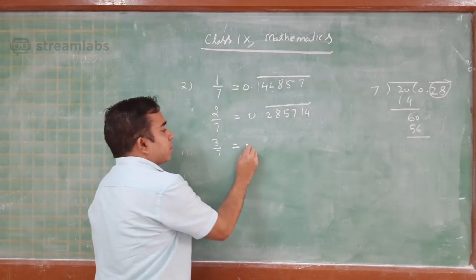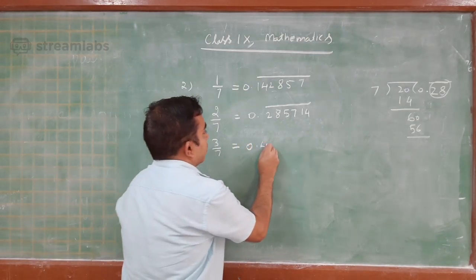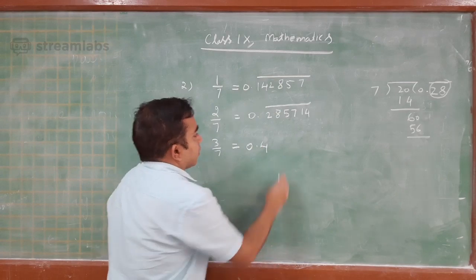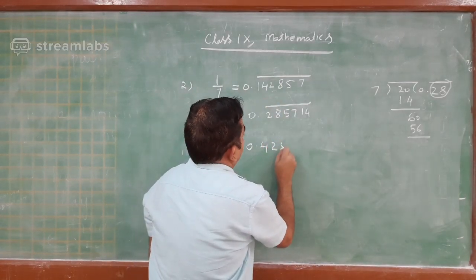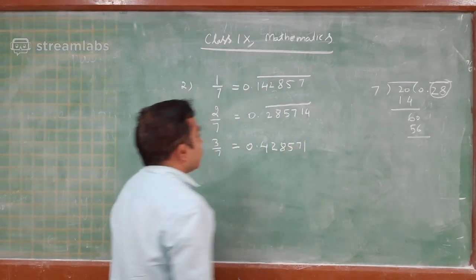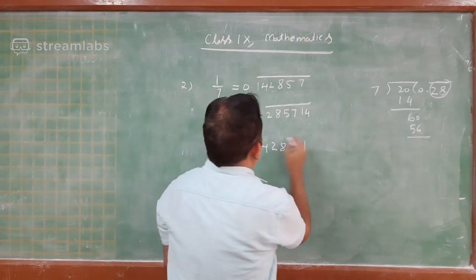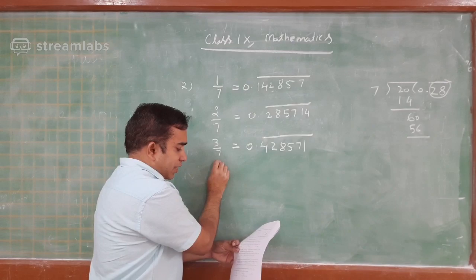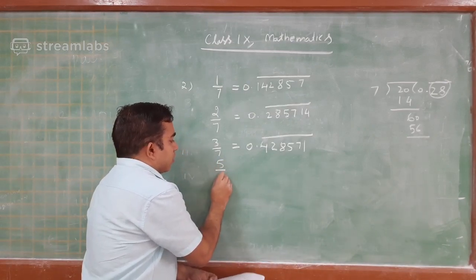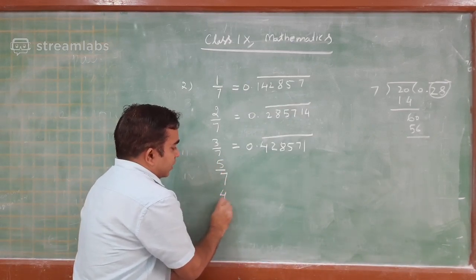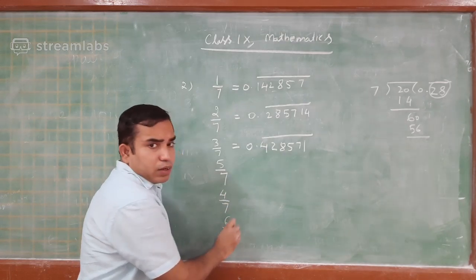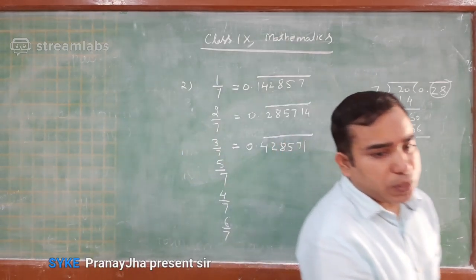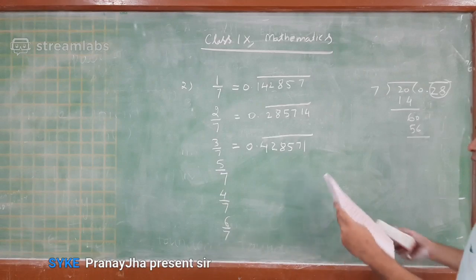If you use a decimal, the first digit will be 4, isn't it? 4, and then you can use, and again after that 4 will come, and you can use a bar over that. Similarly, 5 upon 7 and 4 upon 7 and 6 upon 7, you can write the decimal expansion.